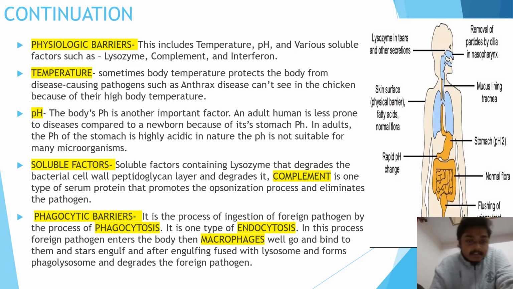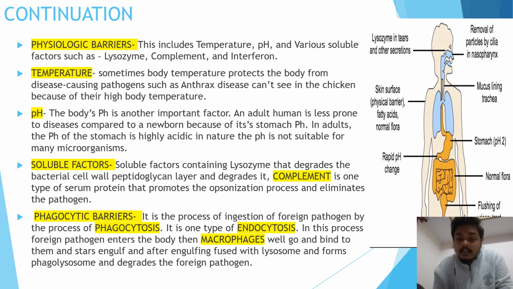Next is the phagocytic barrier. In this phagocytic barrier, different kinds of microorganisms, like bacteria and viruses, can be degraded by the process of phagocytosis. This phagocytosis process is very important for immunology.